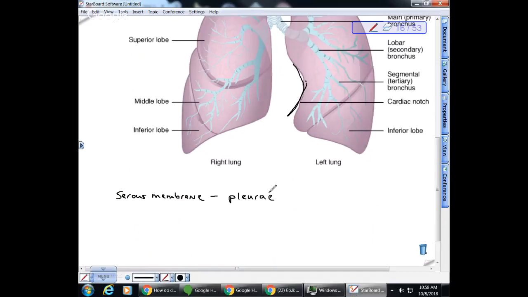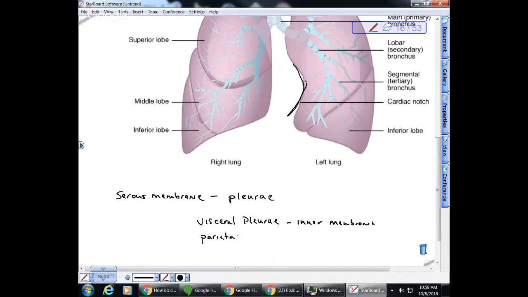And so we have 2 layers. The outer layer is called the visceral pleura, and this connects to the ribs and to the outer body cavity. So this is the outer one. Sorry, that's the inner one. So this is the inner membrane. The outer membrane is the parietal.